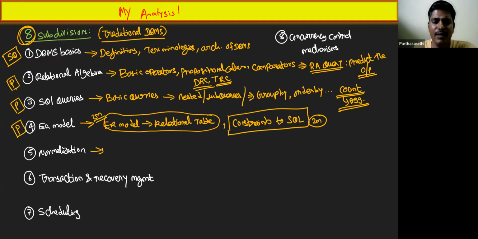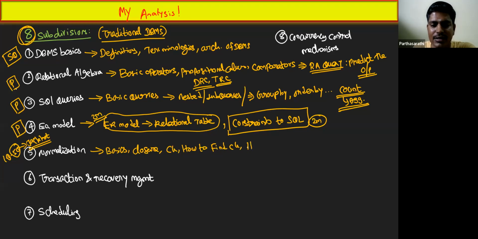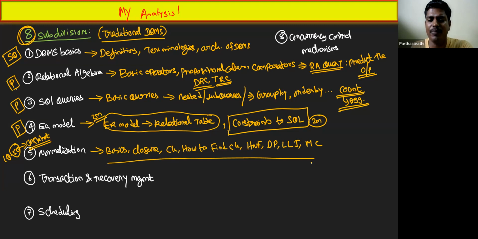Normalization, you all know that, minimum 1 question, maximum 5 questions. If it is a jackpot type question, you can expect a maximum of 5 questions. So you have to understand the basics. You have to understand what closure is. You have to understand what a candidate key is and how to find a candidate key, the highest normal form, and then dependency preserving, lossless join property, and minimal cover. If you are comfortable with all these topics, you can attend a minimum of 1 question and a maximum of 5 questions.